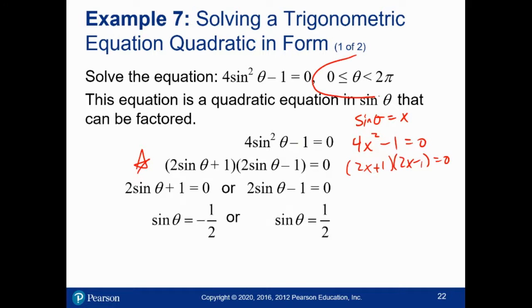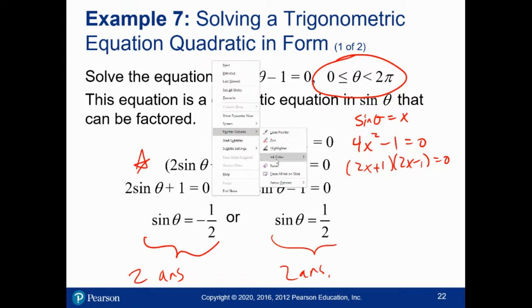And note in this problem, we're looking for answers between 0 and 2 pi. So how many angles in one rotation will have a sine of negative 1/2? There will be 2 answers here. And how many have a sine of 1/2? There will be 2 answers here. So we're actually looking for a total of 4 answers for this problem.